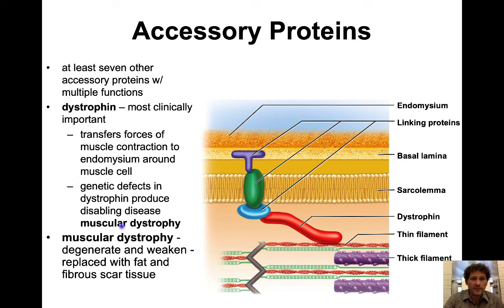Genetic defects in dystrophin can lead to what's called muscular dystrophy, and basically with muscular dystrophy, those skeletal muscles degenerate and they get weak, and we see a replacement with fat and scar tissue. So the skeletal muscles are not functioning like they normally should.